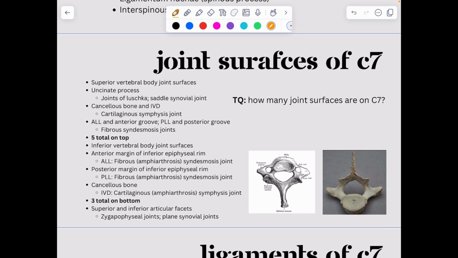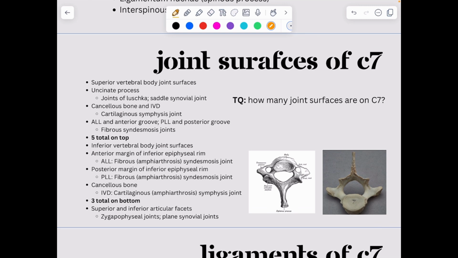Okay, joint surfaces of C7. So the superior vertebral body joint surfaces, there's the uncinate process, which is the joints of Luschka, synovial saddle. There's the intervertebral disc, cartilaginous symphysis, the ALL, the anterior groove, PLL, and the posterior groove, which are fibrous syndesmosis. So there's 5 total on the top. Let's see. 2 uncinate process, ALL and PLL, and then the IVD, 5.